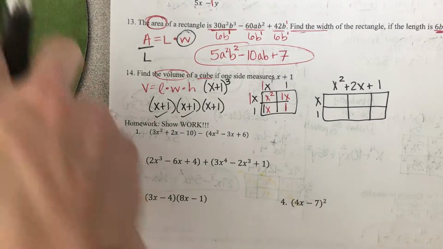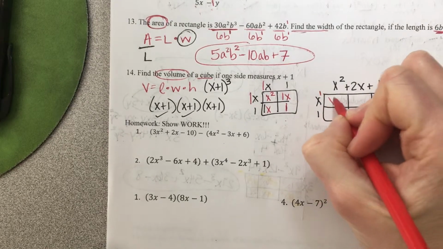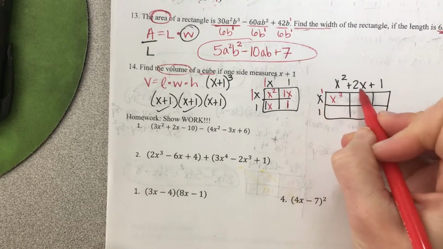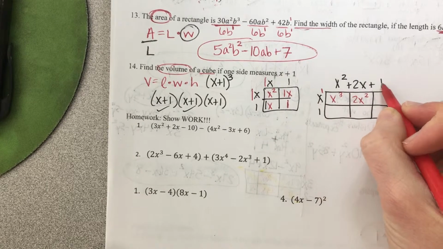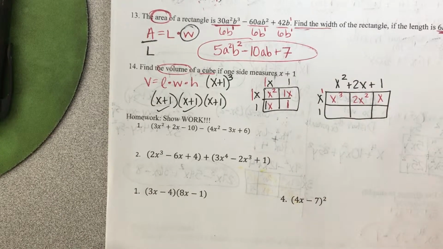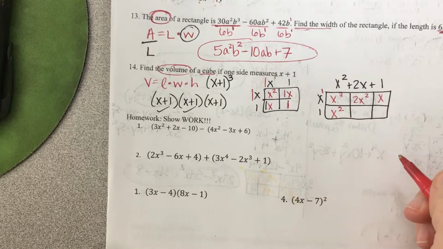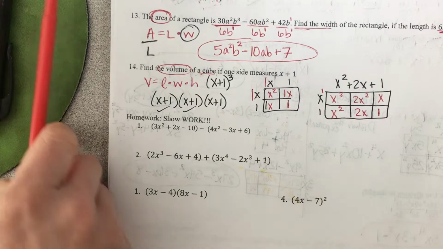Okay. All right, so in the first box, what do I put in the first box? Close. Good. X cubed. You got to add those. Okay. And then x times 2x, 2x squared. X times 1, just x. 1 times x squared, x squared. 1 times 2x. 1 times 1, 1.